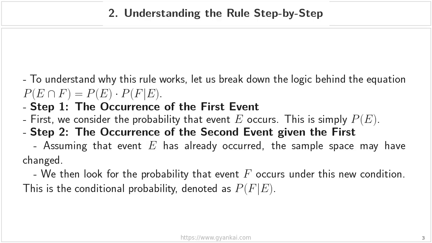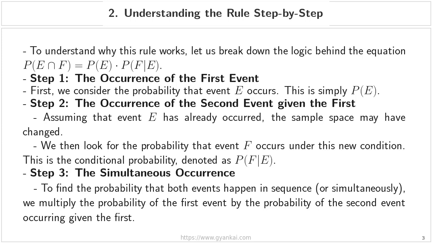We assume that event E has already happened. Because E has occurred, the entire situation might have changed. The sample space might be different now. So, we then look for the probability that event F occurs under this new, updated condition. In mathematics, we denote this conditional probability as the probability of F given E.